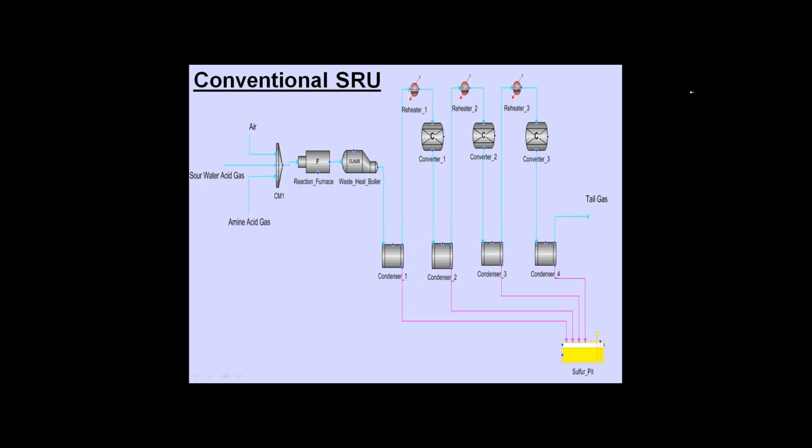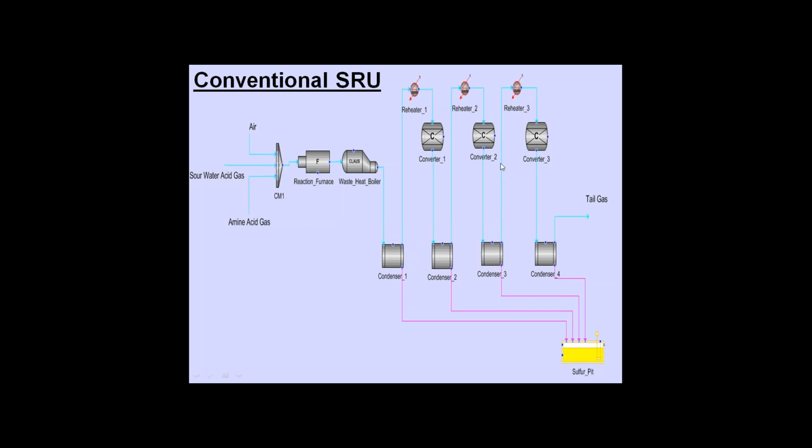We move down the line into a series of condensers. Again, the Claus reaction itself is gas phase, so the sulfur vapor that we do produce across the reaction furnace and further downstream across our reactors, we need to condense that out to obtain our product here in the sulfur pit. This generic example is a 3-stage SRU where we have 3 catalytic converters.